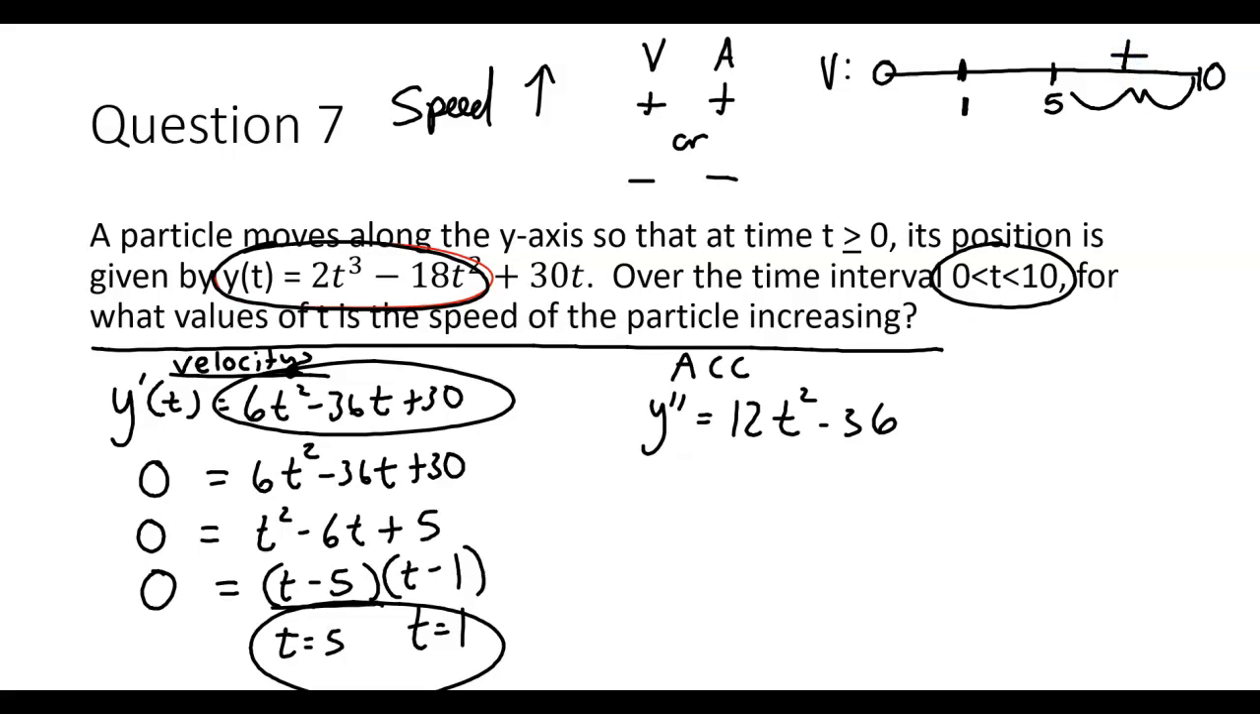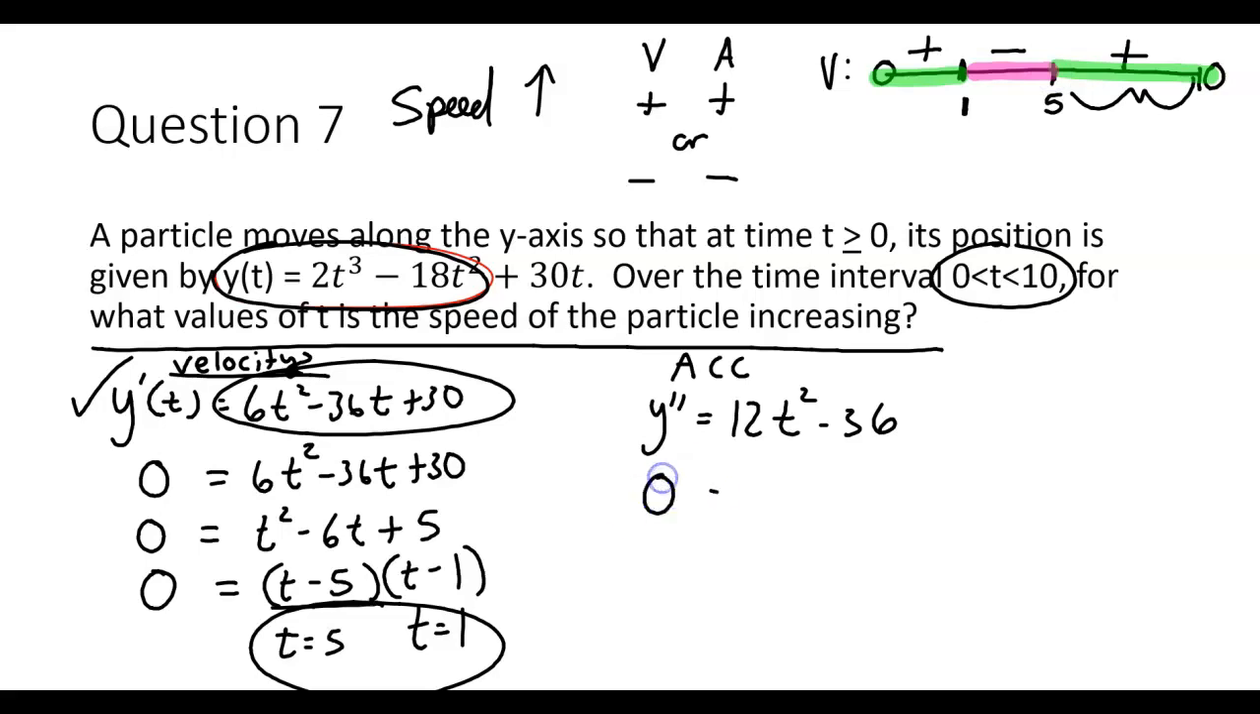Then you're going to pick a number between 1 and 5 and plug it in. If you do that, you're going to end up with a negative. And then over here, we're going to get another positive. Now, I'm not showing my work for that, but if you pick a number and plug it in, you'll get positive for the first interval, then negative for the second, and positive for the third. So velocity is positive from 0 to 1 and from 5 to 10, and it's negative on the interval from 1 to 5.